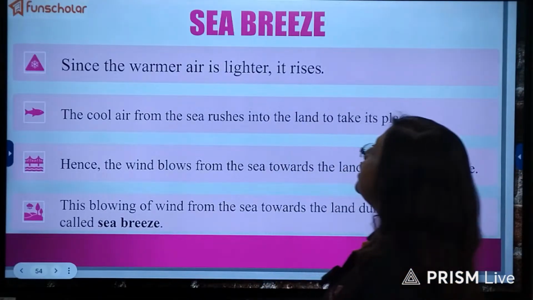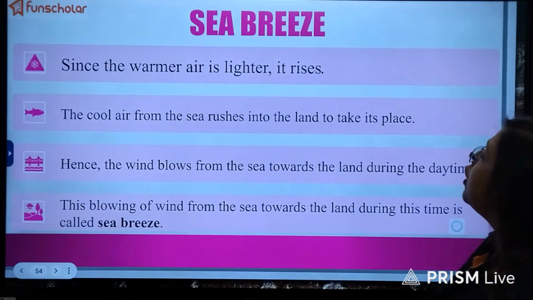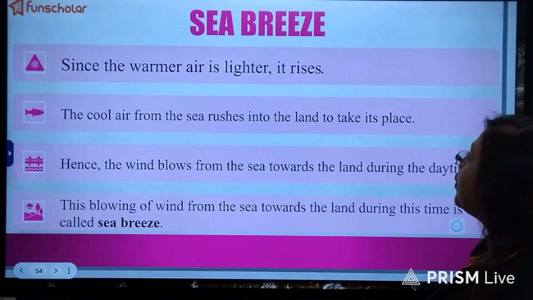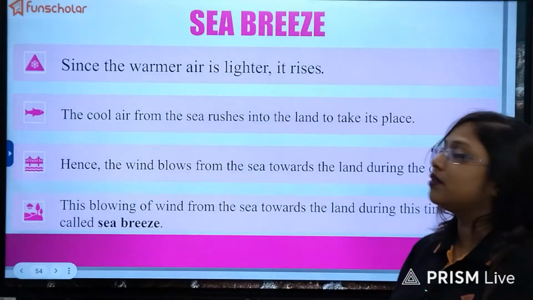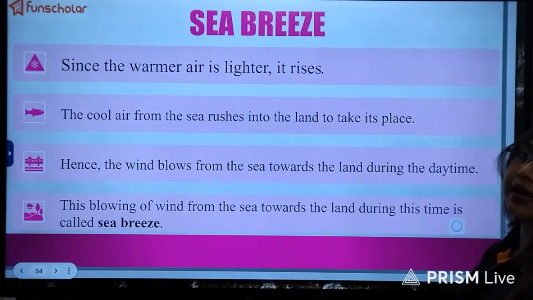Next is sea breeze. Let's go through some points. Since the warmer air is lighter, it rises. We already know that the cool air from the sea rushes into the land to take its place. Definitely, we have already discussed this. Hence, the wind blows from the sea towards the land during the daytime.